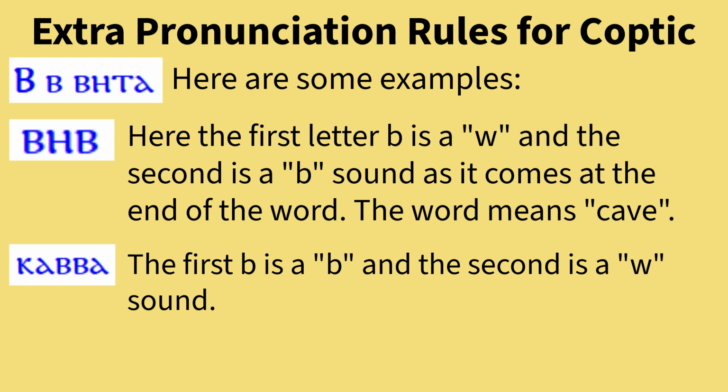On this page we have a few more examples. So we have the word web. Here the first letter wada is a W, so we, and the second is a B sound, as it comes at the end of the word, and this is the Coptic word meaning Kiev. Then we have, as I mentioned earlier, the name for the Coptic letter K, kabwa. This is an example of doubling of the letter wada. The first wada is a B, and the second is a W sound, so kabwa.